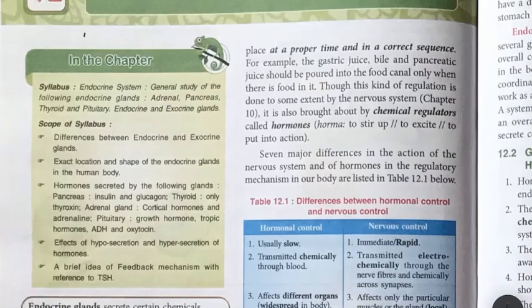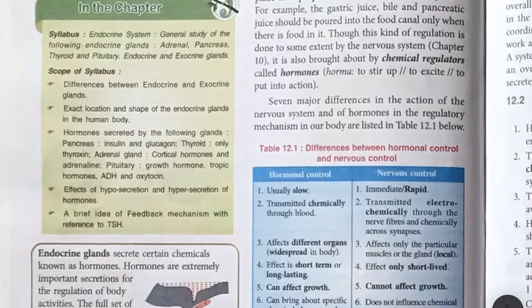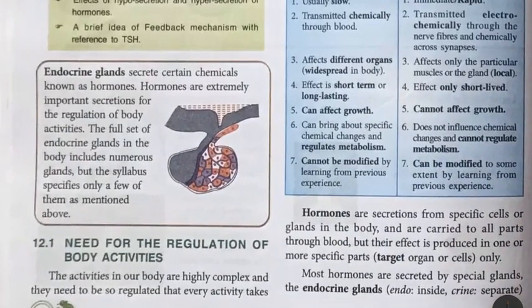Now moving on to the last chapter, we will be doing the endocrine system. Endocrine glands secrete certain chemicals known as hormones. You have an idea of what hormones are because we already discussed plant hormones. You know hormones are very important secretions for the regulation of different body activities.